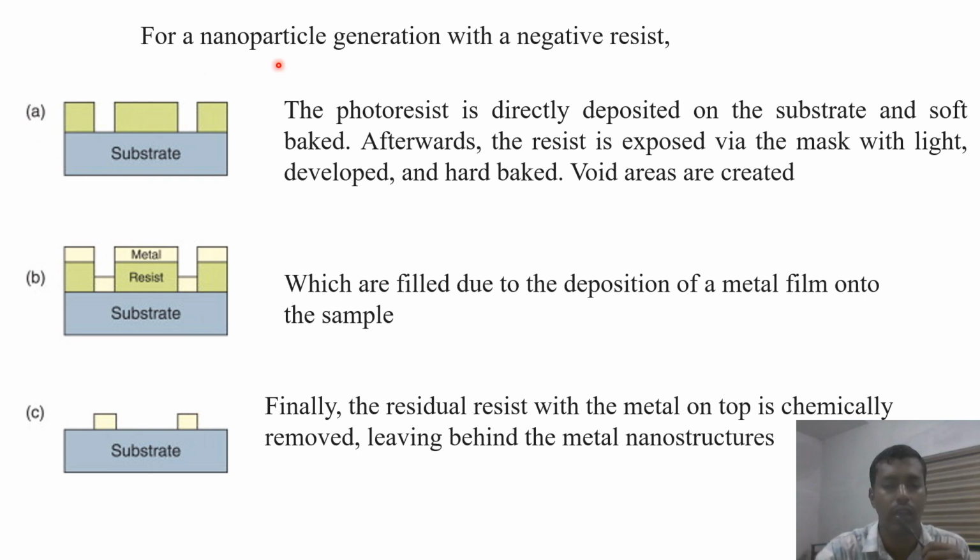So these are the two methods: in the first case, the positive resist method, and in the second case, the negative resist method. So this is the method of photolithography.